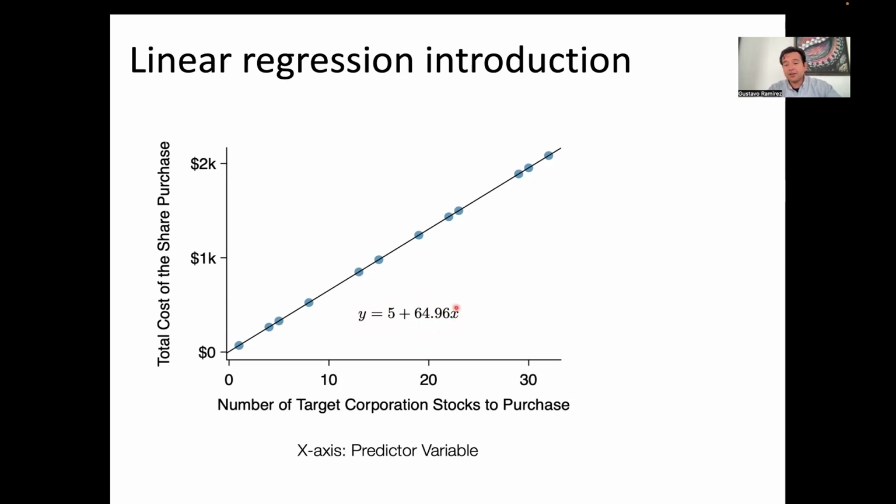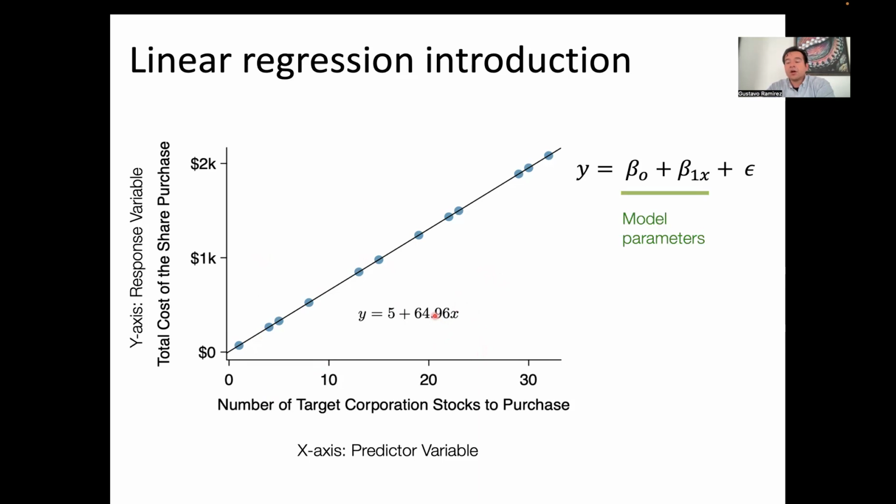The x-axis here we would call the predictor variable. Okay, the y-axis would be the response variable. So again, you can make a prediction for what y is for any given x. And that's what linear regression is basically based on. Okay, so again, we've got our model parameters here.